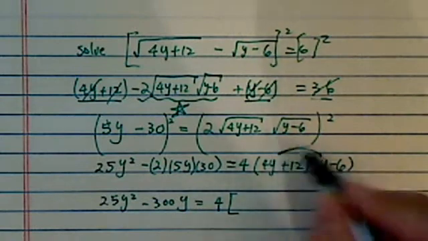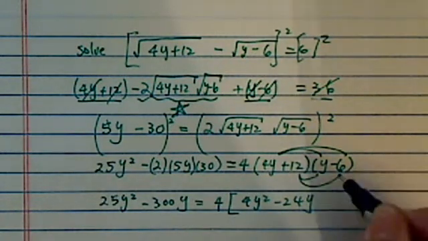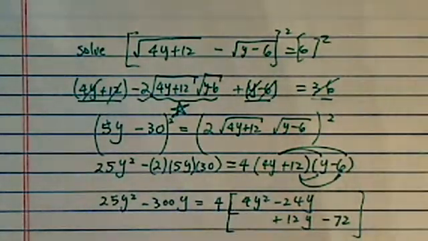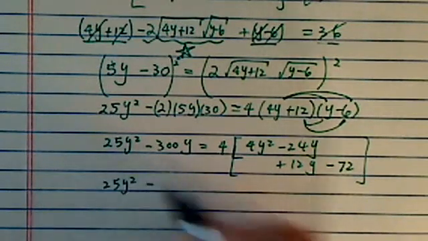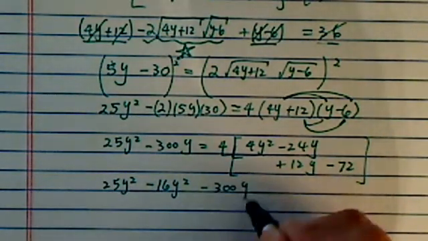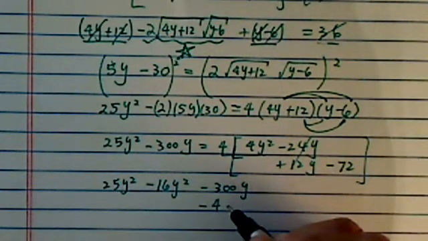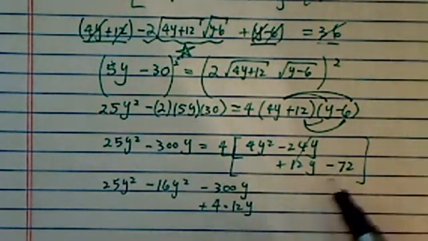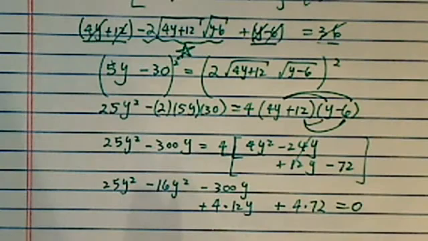This one, let's do the top. So I have a 4y squared, and then I have minus 24y. Underneath here, I have a plus 12y, and then I have a minus 72. All right, let's keep on simplifying here. I have 25y squared. I'm going to have minus 16y squared from that side, minus 300y, and then here I have a minus 12. So I have minus 4 times 12y. Since it's minus on this side, when I move it over, it'll be plus. And then I have a plus 4 times 72. That's the whole thing equal to 0.